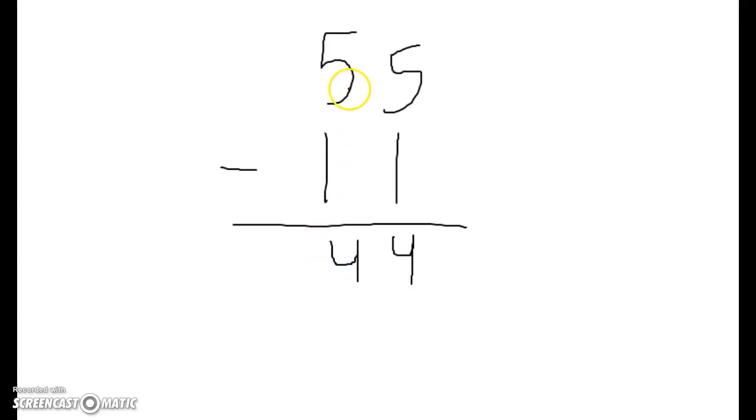Okay, but this isn't actually 5, and this isn't actually 1. So they're not really understanding this concept that they have 55 of something and they're taking away 11 of it. They're not seeing the real picture of what it is in their head. So it's going to be difficult for them to use this method when they are translating that into a word problem. So let's look at it a different way.